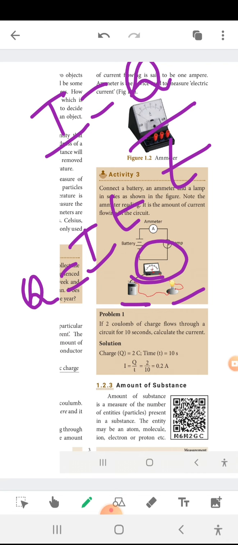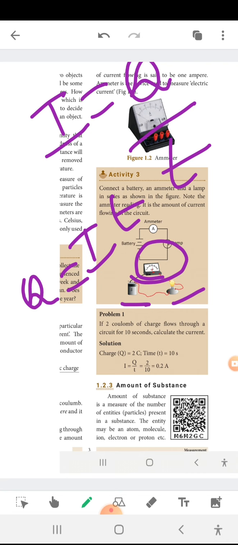Then, amount of substance. What is matter? We studied matter in the lower classes. The amount of matter contained in an object is called mass. So that is the amount of substance.